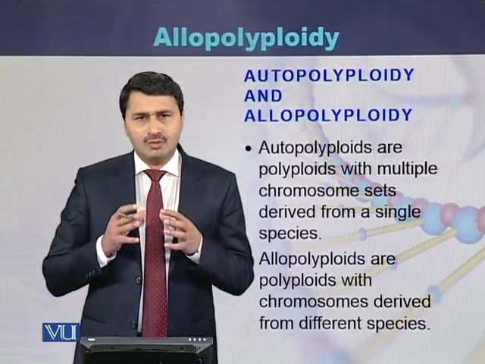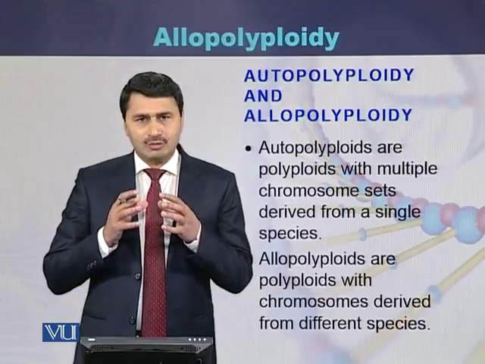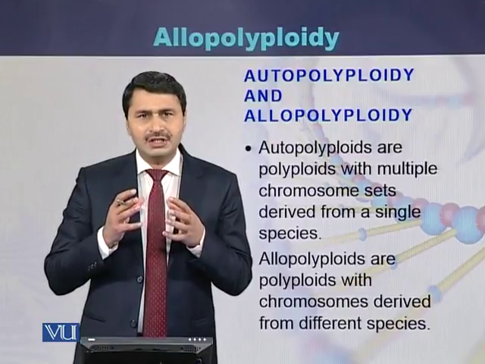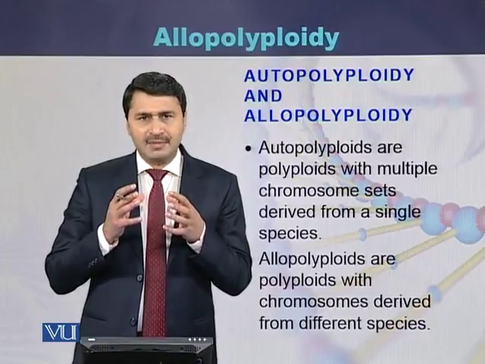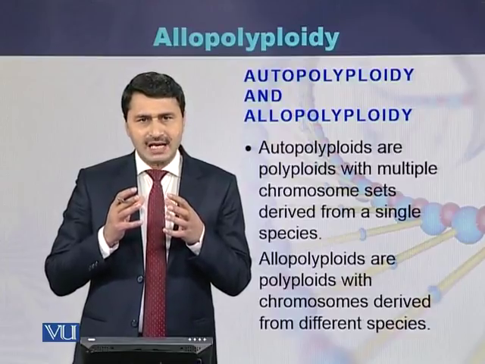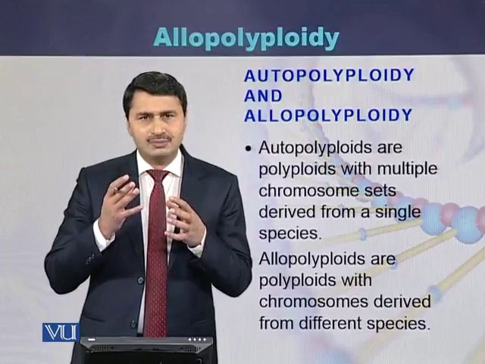Autopolyploids are those polyploids in which the chromosomes are derived from the same species. They have multiple sets of chromosomes, but those multiple sets belong to the same species.